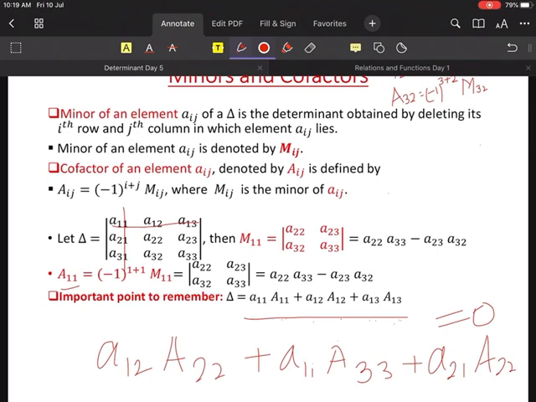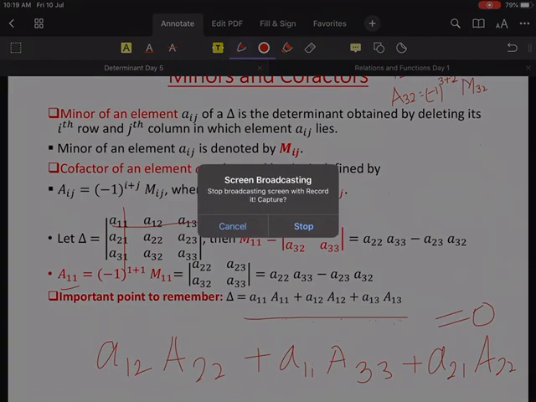Once we do some problems, you guys will understand. Have you understood this much? How to find minor, how to find cofactor? Yes or no? So let's start doing some problems, then you guys will get it.